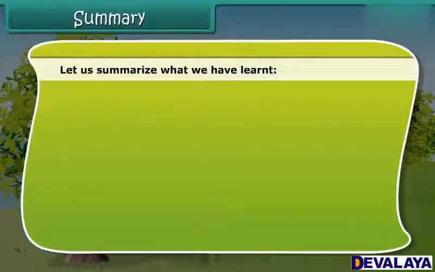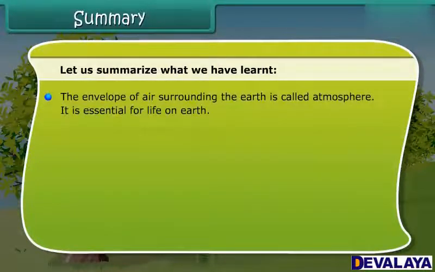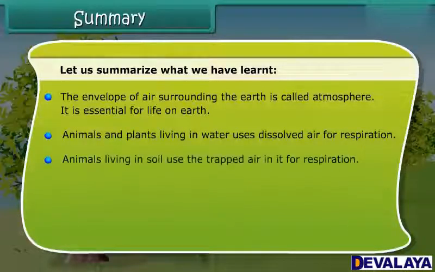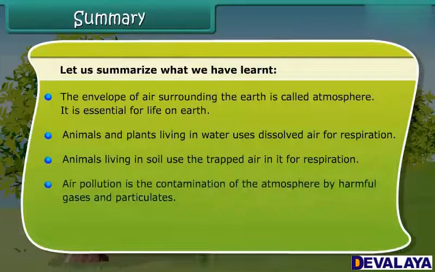Let us summarize what we have learned. The envelope of air surrounding the earth is called atmosphere. It is essential for life on earth. Animals and plants living in water use dissolved air for respiration. Animals living in soil use the trapped air in it for respiration. Air pollution is the contamination of the atmosphere by harmful gases and particulates.